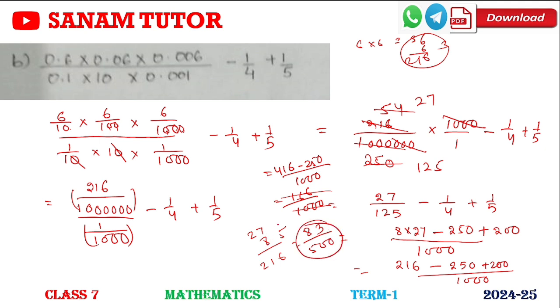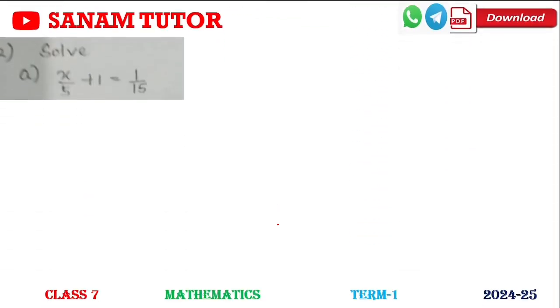Okay, so next, solve x by 5 plus 1 equal to 15. So we can write x by 5 equal to 1 by 15 minus 1. Now x by 5 equal to, take LCM as 15, 1 minus 15. So x by 5 equal to minus 14 by 15.